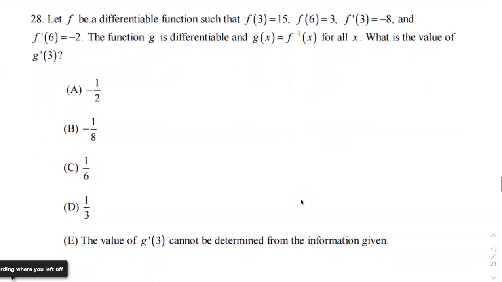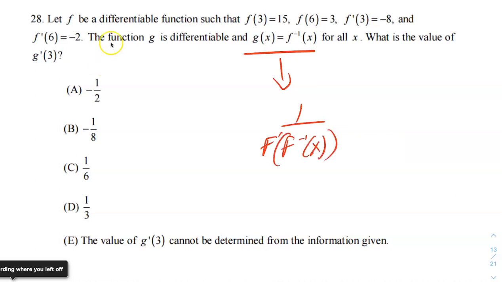Next one. Let f be a differentiable function such that f of 3 equals 15, f of 6 equals 3, f prime of 3 equals -8, and f prime of 6 equals -2. The function g is differentiable, and g of x equals f inverse of x. Keep in mind it's an inverse function, right? That's not a derivative. It's to the -1, not a prime. Which is the value of g prime of 3? So this is the inverse function problem. I love these. You just got to remember the formula. The derivative of the inverse is 1 over f prime of f inverse of x. That's the inverse formula, the derivative of the inverse.